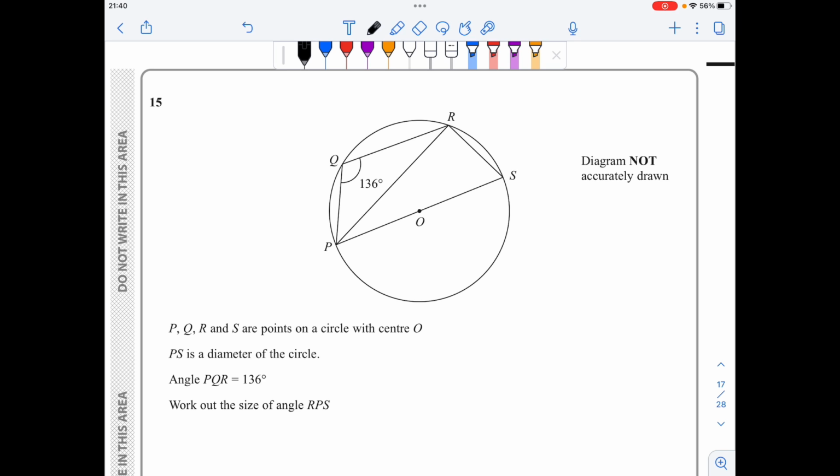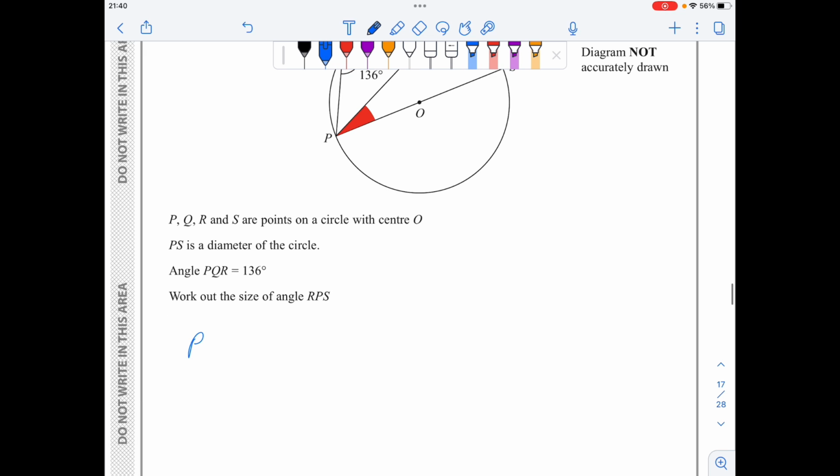For question 15, I'll need to find angle RPS, which is this angle here. Now, to find that angle, first I will find angle PRS, this blue one. PRS is equal to 90 degrees, and the reason is that angle in a semicircle is 90 degrees. I'm not asked to write down the reasons, so there's no need to spend time writing them.